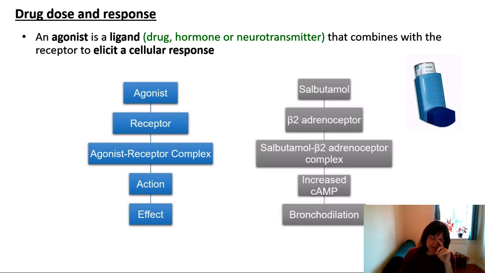But let's go with the asthma example here. So if we think about the drug salbutamol, salbutamol is used to alleviate acute asthma attacks. You take it by inhalation and it binds to the beta-2 adrenoreceptors in the lungs. And there it forms this salbutamol beta-2 adrenoreceptor complex. This causes intracellular actions, one of which is an increase in cyclic AMP, and ultimately causes the effect we're looking for, the therapeutic effect, which is the bronchodilation.